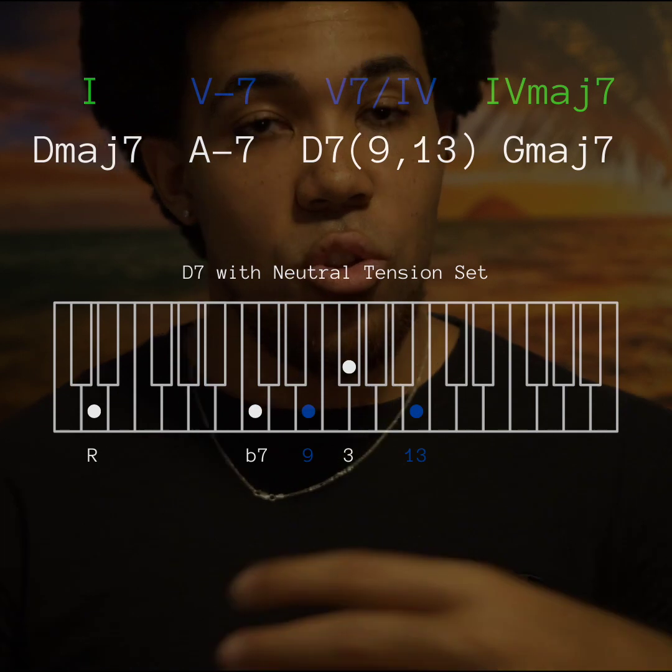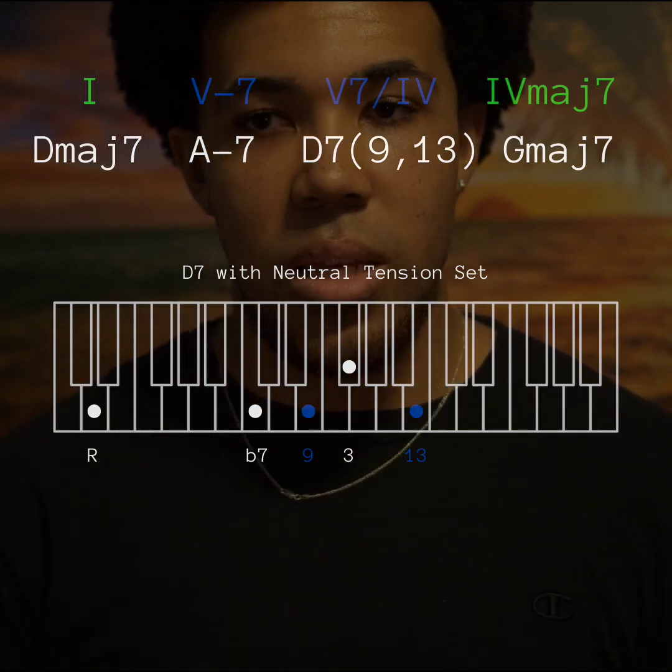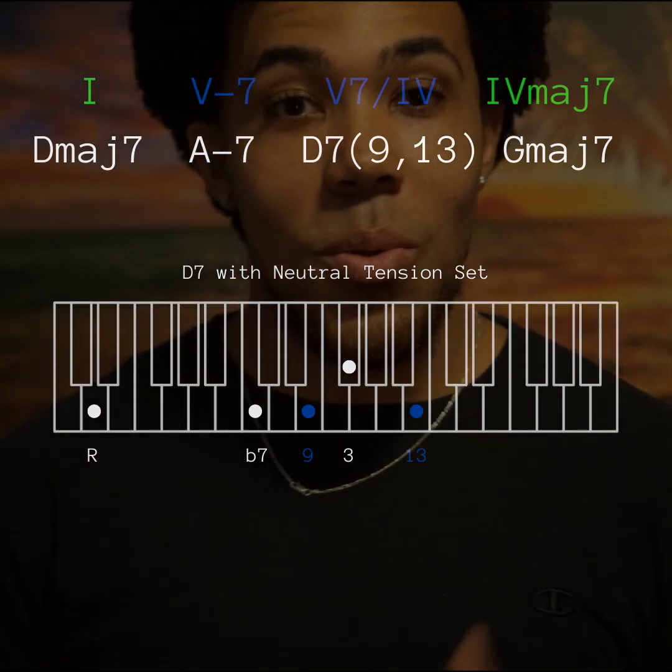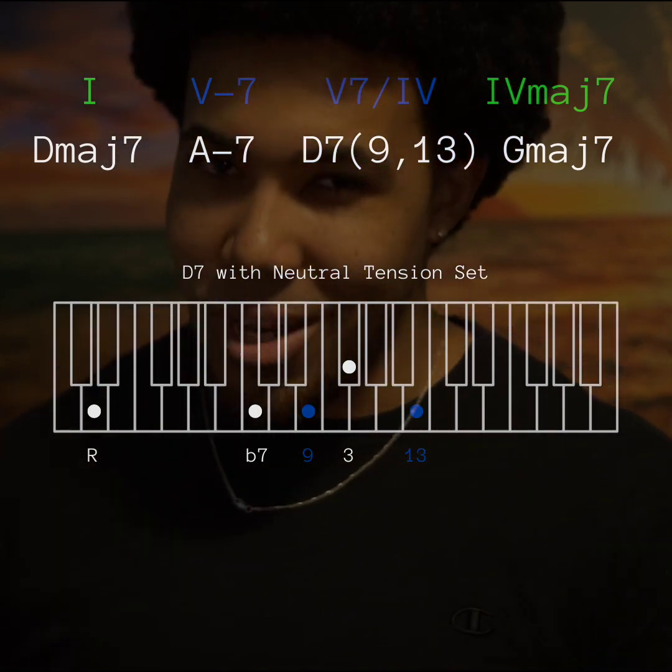The expected resolution of this D7 is a G major 7, which is a major-based structure. So let's switch out the voicings. Neutral tensions, here we go.